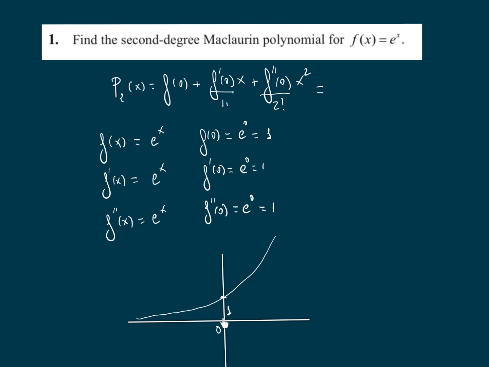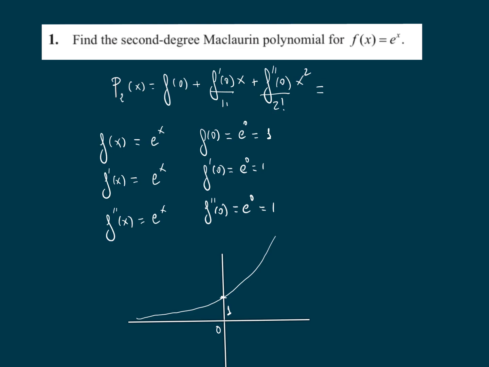So find a polynomial centered here at x equals 0 that agrees with the value of the function, with the derivative of the function, and with the second derivative of the function. Who is this polynomial that agrees with the function in such a way? Well, this polynomial is f of 0 plus f prime of 0 divided by 1 factorial multiplied by x plus f second of 0 divided by 2 factorial multiplied by x squared.